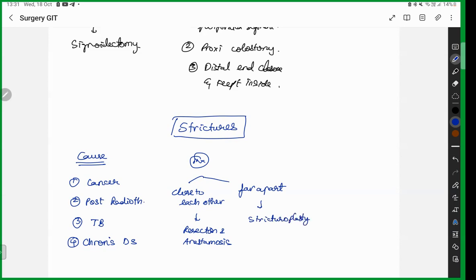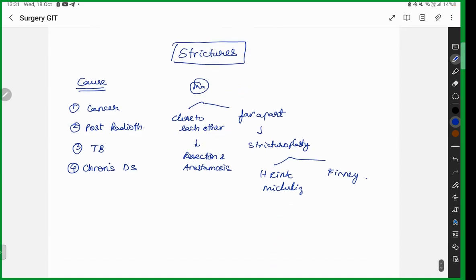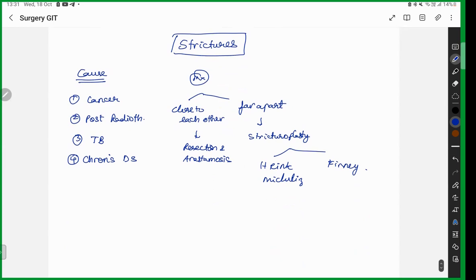So what are the types of strictureplasty? There are two types of strictureplasty basically. Number one is going to be your Heineke-Mikulicz, and that's a surgery. The second thing is going to be Finney. In Heineke-Mikulicz, you make a longitudinal incision and suture it transversely. Whereas in Finney, you do a side-to-side anastomosis of the bowel.